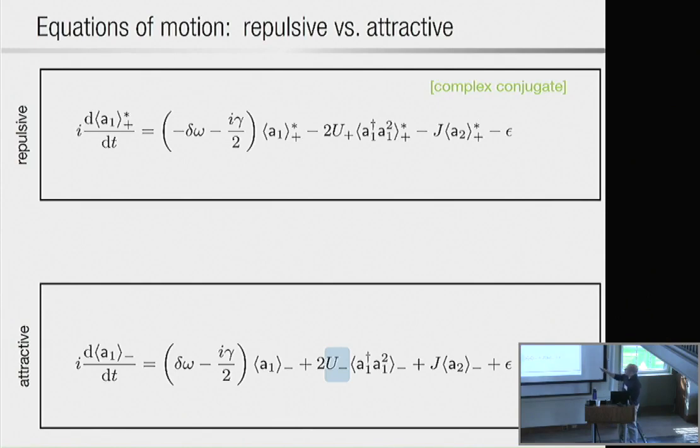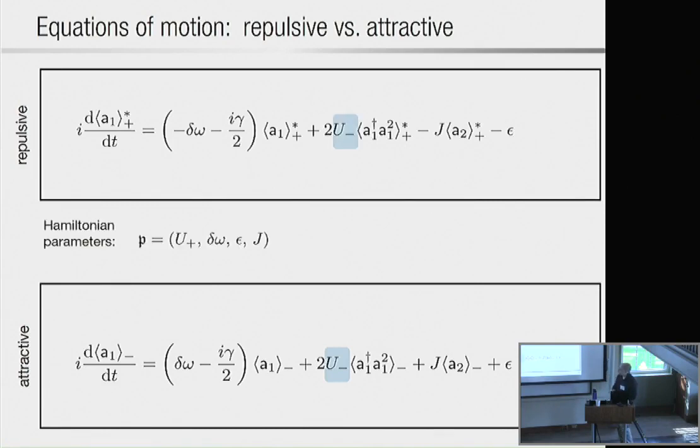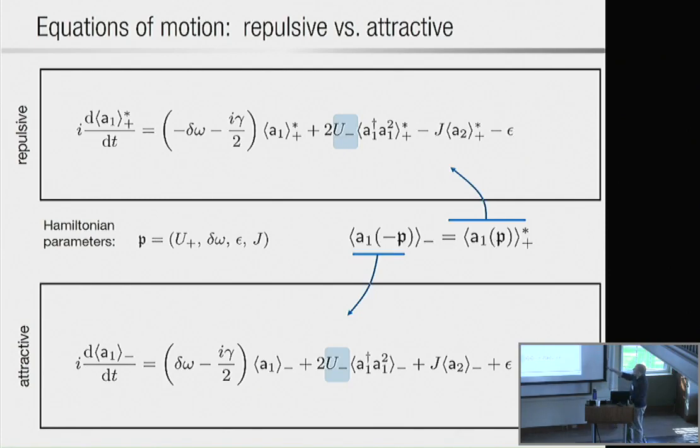If I want to follow my notation and always keep the sign of the interaction term as a subscript, then I should write this in this form, right? It's now plus 2U with a negative subscript, and on the hopping you've changed your sign as well as for the drive strength. If you want to present that result, you would say, all right, we collect all of our Hamiltonian parameters in some symbol p, and if we do that, then the expectation value of a_1 for this set of parameters, if I take the complex conjugate of that, I get the same as if I had calculated a_1 in the attractive case, but with the opposite sign of all my Hamiltonian parameters, right?